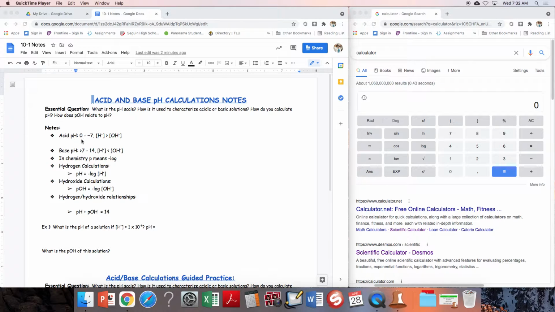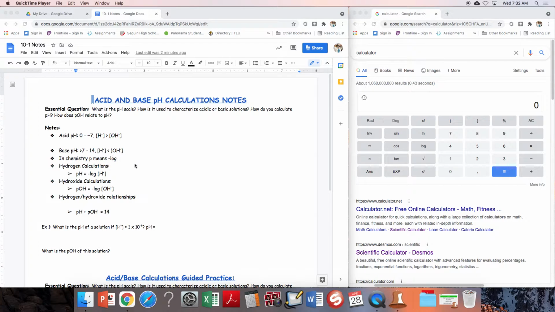The reason that acids have this low pH is because they've got a lot more H than they've got OH, or at least a little bit more. We know H comes from our acid and OH comes from base. And even in a really acidic solution, you've got a little bit of OH because of how water works. Our bases have a high pH because our hydrogen concentration is low and our hydroxide concentration is high.